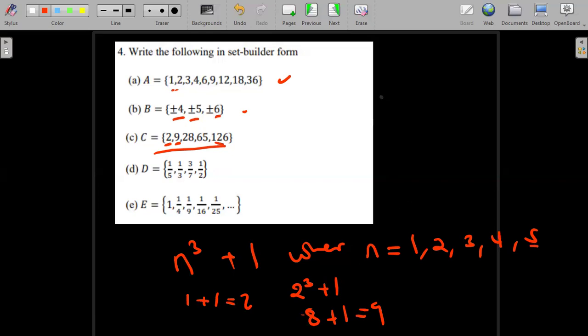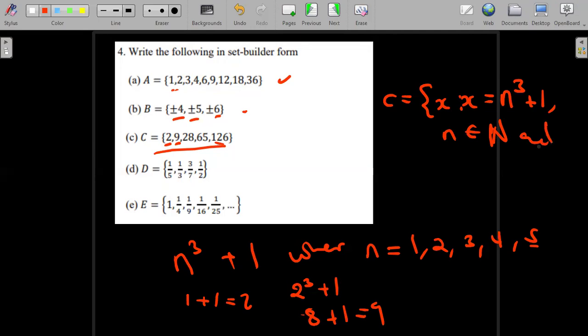So you can write this now. Let's say set C such that x, then you say x is equal to, like the previous, you define x by the equation n to the power 3 plus 1. Then we're saying n is a natural number. As you can see, it's a member of the natural numbers. And not only it being a natural number, we're saying n is defined as less than 5.